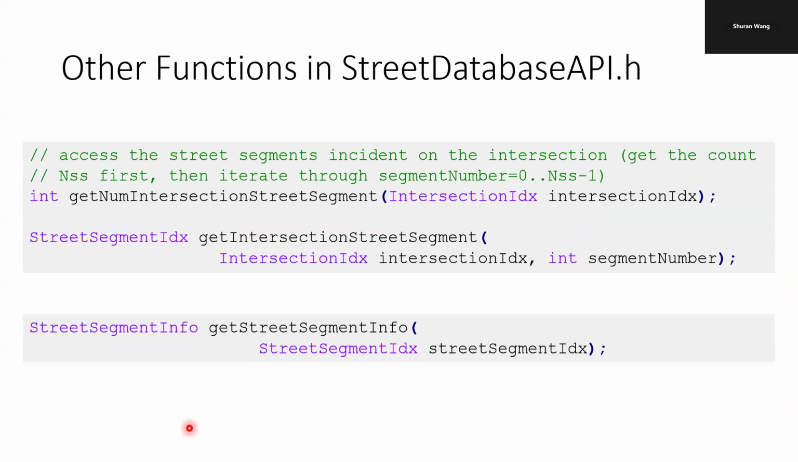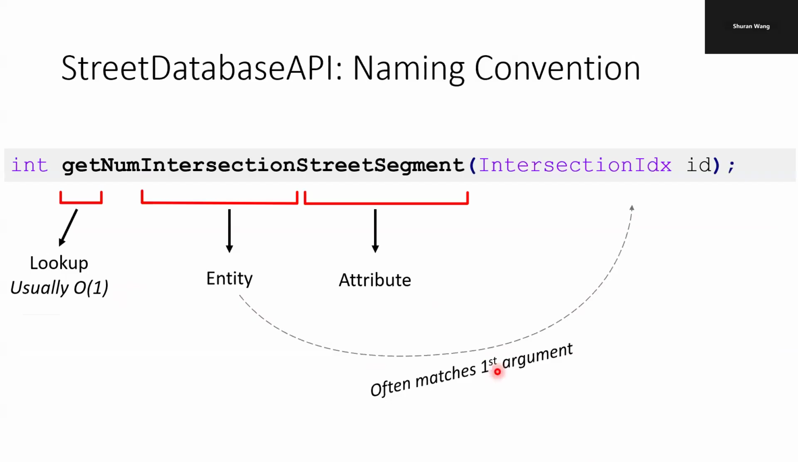Other functions that might be related to the function we're implementing: get the number of intersection street segments takes in an intersection ID, and it returns the number of street segments connected to the intersection. Get intersection street segment takes in the intersection ID and the segment number. The segment number goes from 0 to whatever is returned from the previous function minus 1. And this returns the street segment ID of that street segment. You can then get the street segment info struct using another function and the street segment ID.